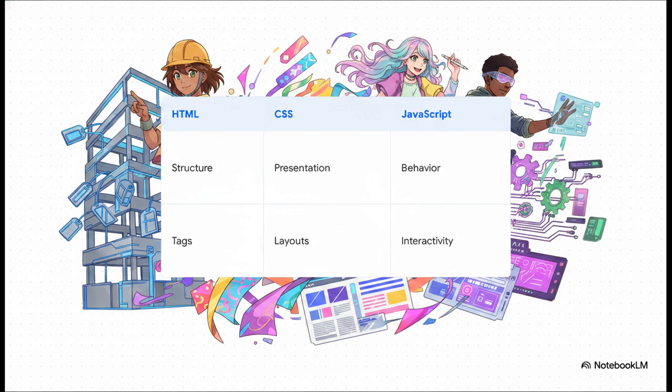Next, CSS steps in as the presentation layer. It handles the layouts, the typography, the colors, basically the overall design aesthetics. But here's the thing, a site built with only HTML and CSS is essentially just a static document. It might look absolutely beautiful, but it can't respond to you in real time. That is where JavaScript steps in as the absolutely crucial third pillar. It serves as the behavior engine.